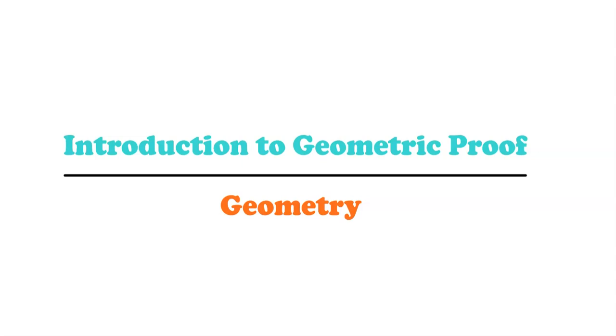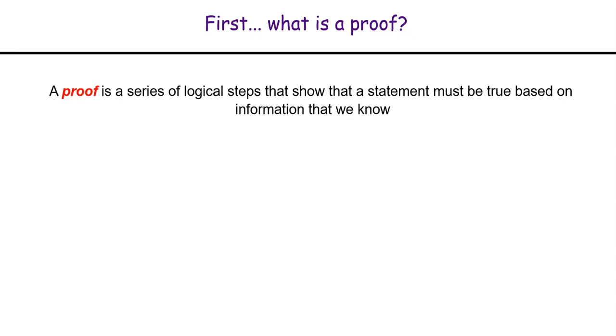But before we can talk about how to complete proofs, we have to talk about what proofs are. At its core, a proof is just a series of logical steps that show that a statement must be true based on information that we know. This is something you're actually kind of familiar with already, though not necessarily in a mathematical context. The series of steps that you follow to solve a complex equation is in some ways an algebraic proof, because you go step by step to show that the value of x or y or whatever variable it happens to be must be some particular number.